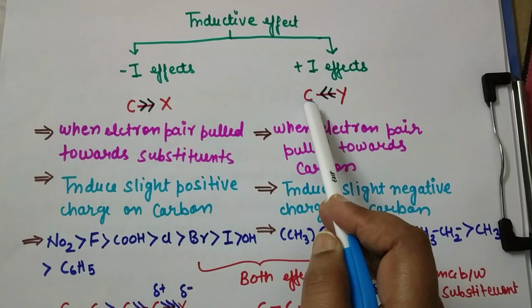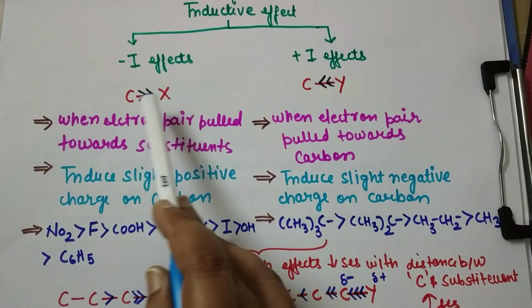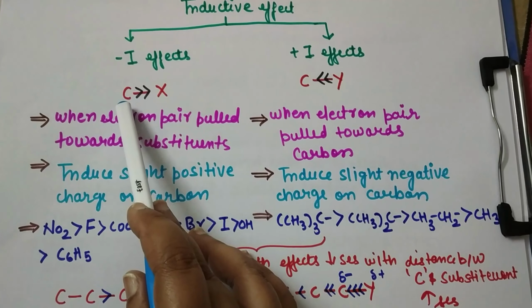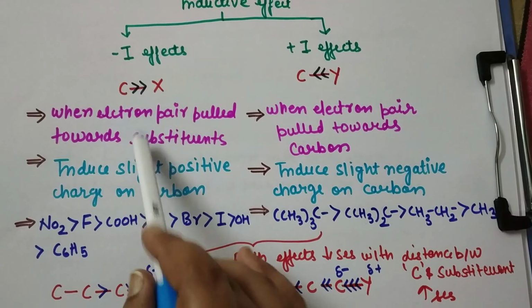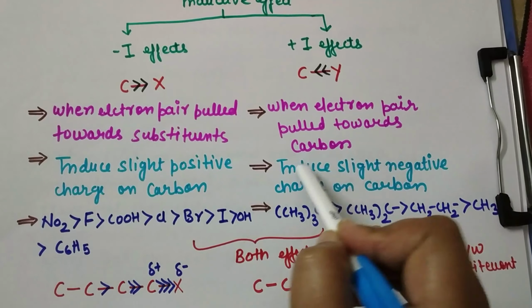In the next point, it induces slight positive charge on carbon. Yes, because the electron deficiency will appear on the carbon as the electron clouds will move towards the X. So it will acquire the partial positive charge, due to which it induces the slight positive charge on carbon.